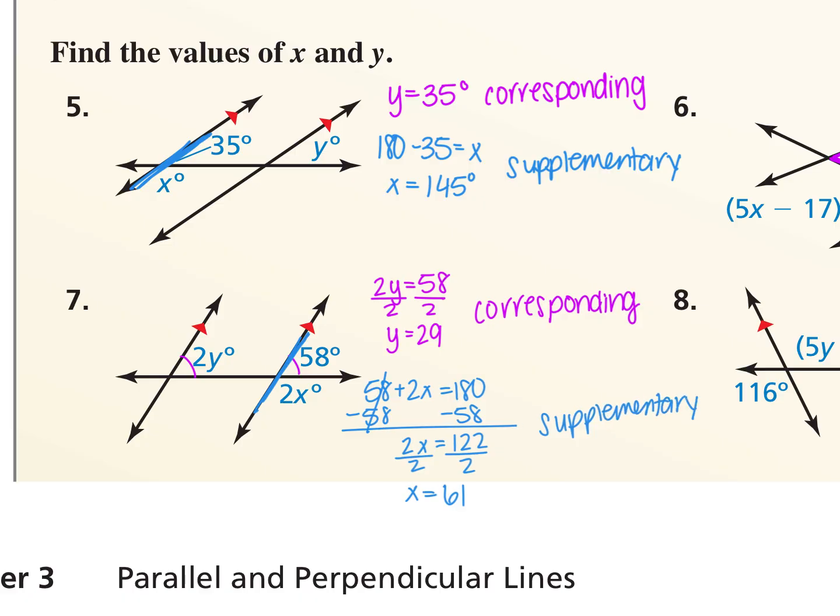If you put linear pairs, or if you're identifying them as linear pairs, that is also correct, because they are adjacent angles, meaning they're next to each other, and they add to equal 180.